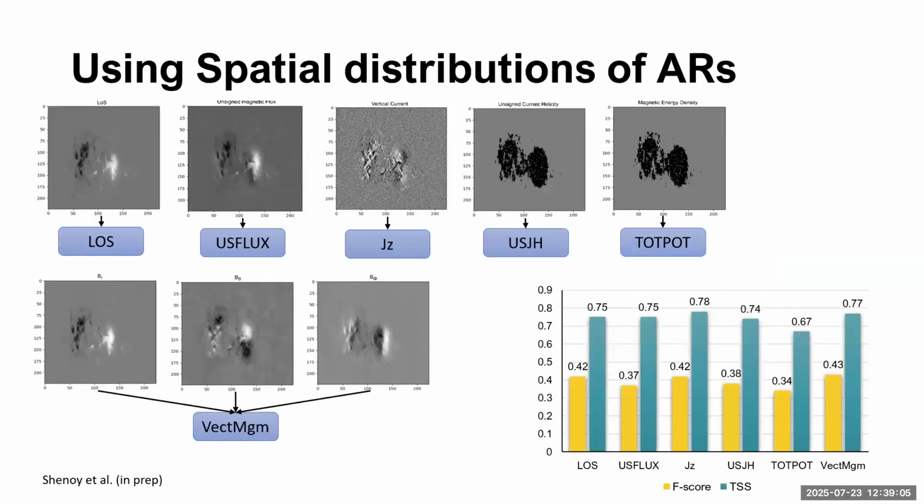We train the base model with different kinds of properties of active regions. So you have the line-of-sight magnetograms, the unsigned magnetic flux, the vertical current, the unsigned current helicity, the magnetic energy density, and the three components of the magnetic field. The base model is trained with all these inputs, and you get all these different models. If you look at the results for these models, you can see that the vertical current did the best, very closely followed by the vector magnetograms.